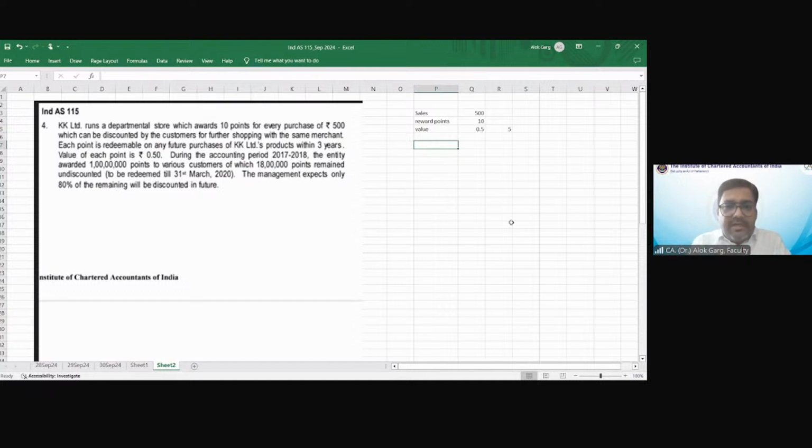So what is the inventory in 2017-18? During the accounting period 2017-18, how much total reward points are given? 1 crore. 100 lakh. 1 crore reward points are given.